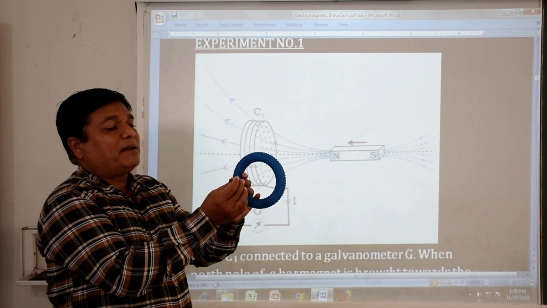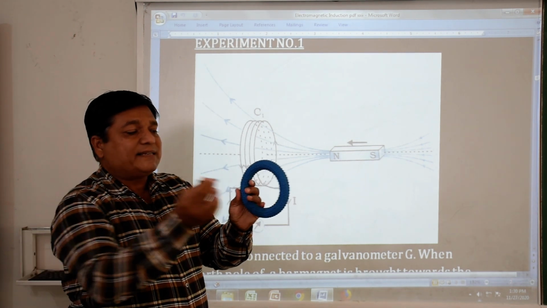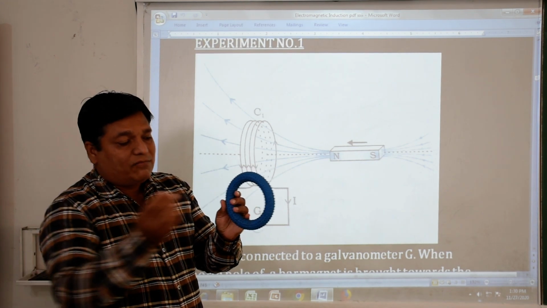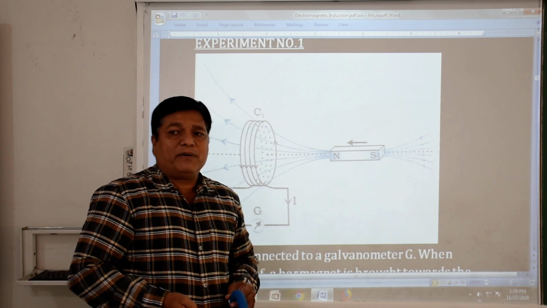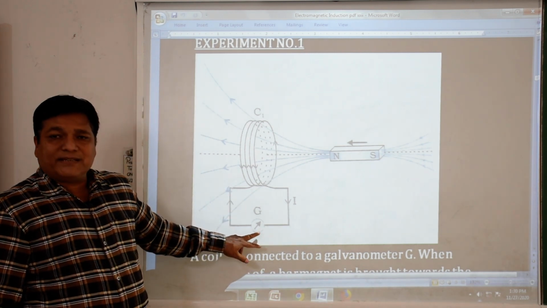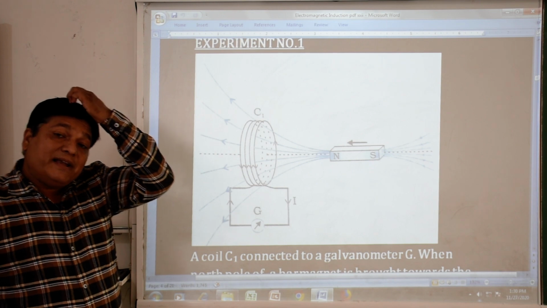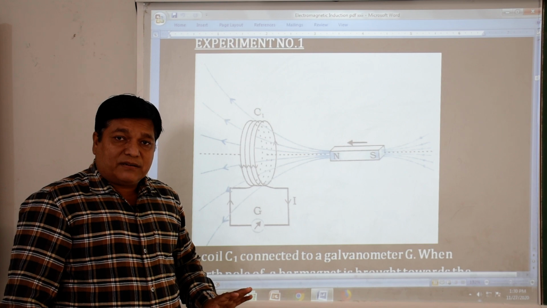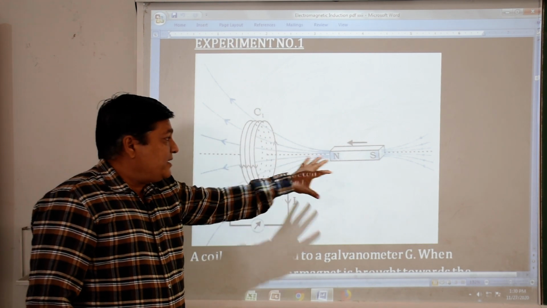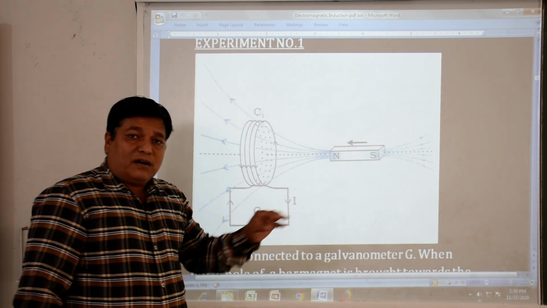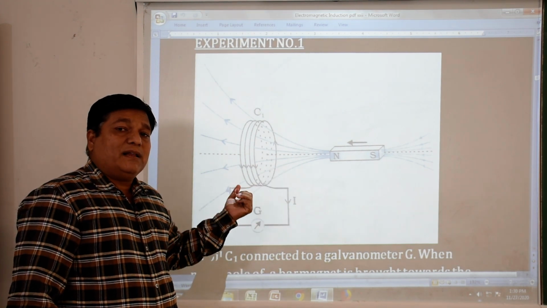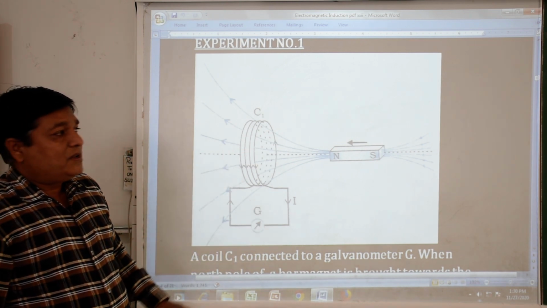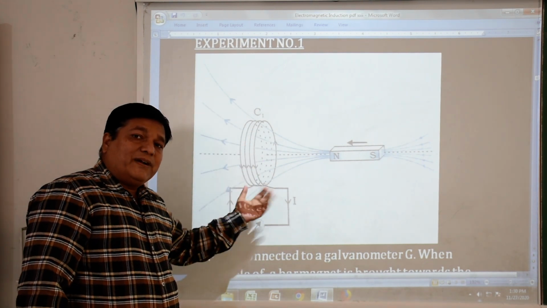Suppose this bar magnet is moved away from here, so the magnetic flux linking through this coil starts decreasing. At that moment, again we can see a deflection in the galvanometer. It means that induced current is flowing through this coil, but in the opposite direction. This is the concept that due to the relative motion of the bar magnet towards the coil and away from the coil, an induced current flows through the coil in different directions.